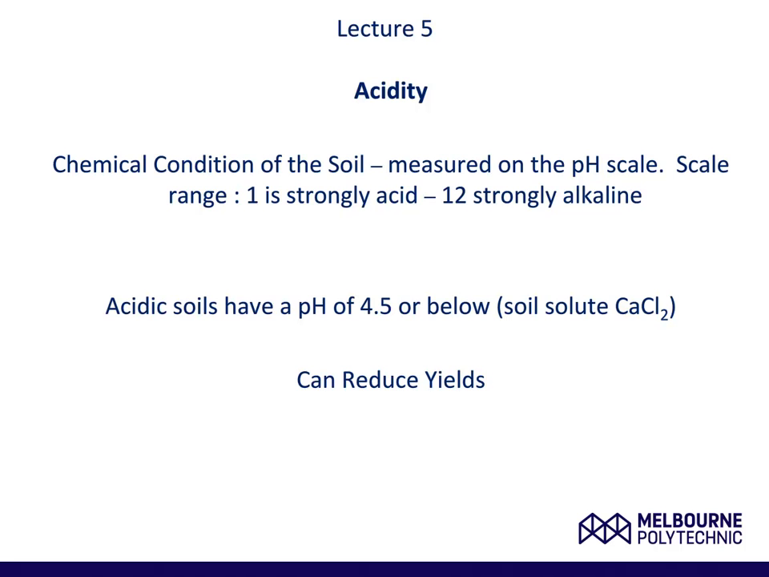Acidic soils have a pH of 4.5 or below. This is when the pH is measured in the soil solute calcium chloride. Soil pH can also be measured in water, and you need to be mindful of how it is measured in the interpretation of that pH. Acidity and understanding your acidity is important because it can reduce yields and also interfere with nutrient availability and nutrient uptake.